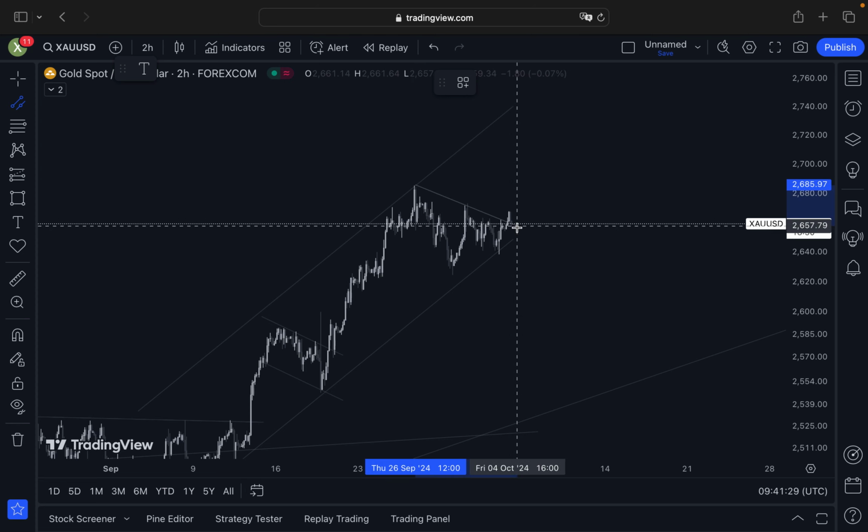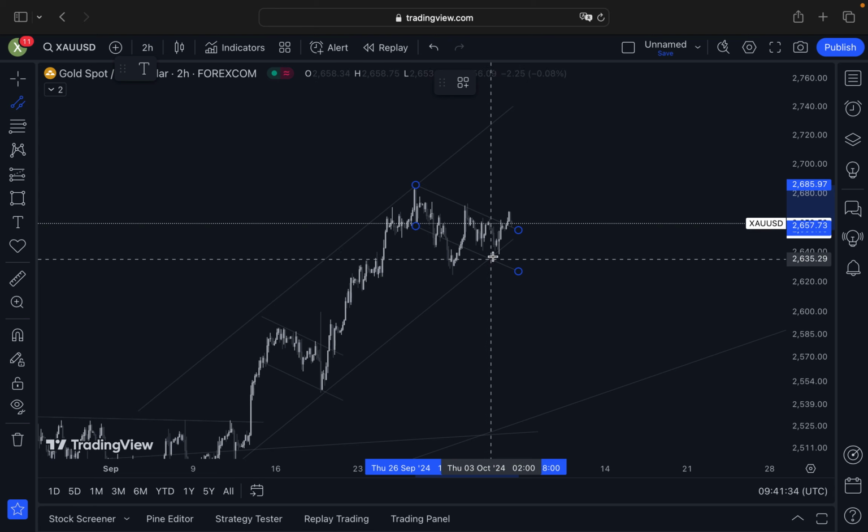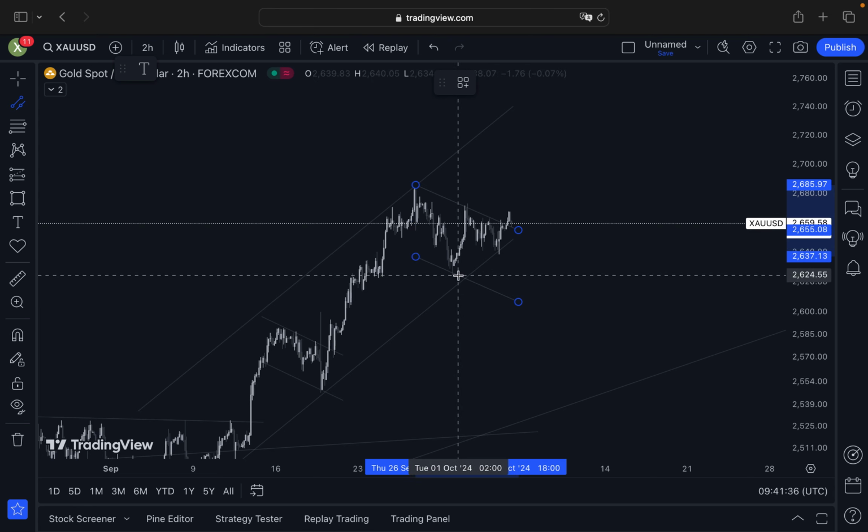Now, within this, we have another channel, which is a counter trend channel, okay? Gave the sellers a bit of opportunity there. So this is one of them, okay? And then I have to draw it. I can draw the large one, which is this one.